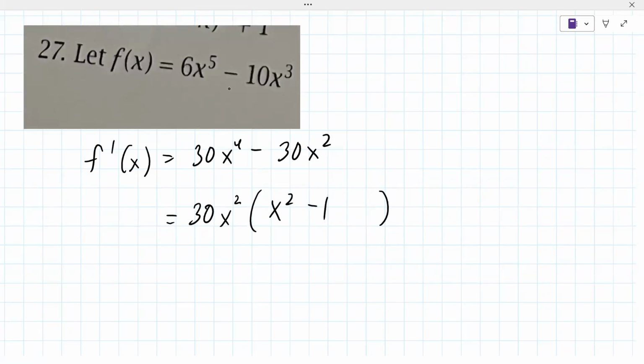Okay. So now you set each of these equal to 0. 30x squared equal to 0. x squared minus 1 equals 0. Okay. Could you attempt to solve those? Yeah.